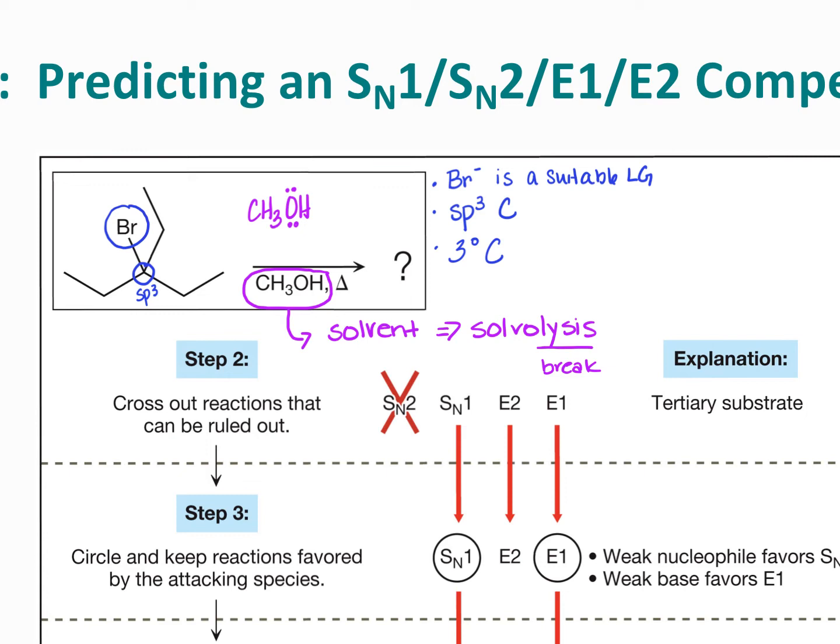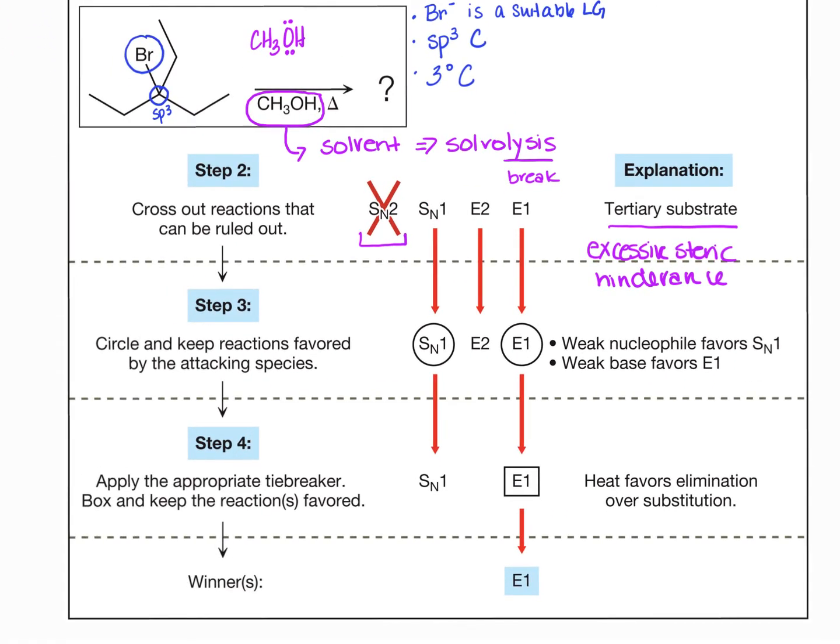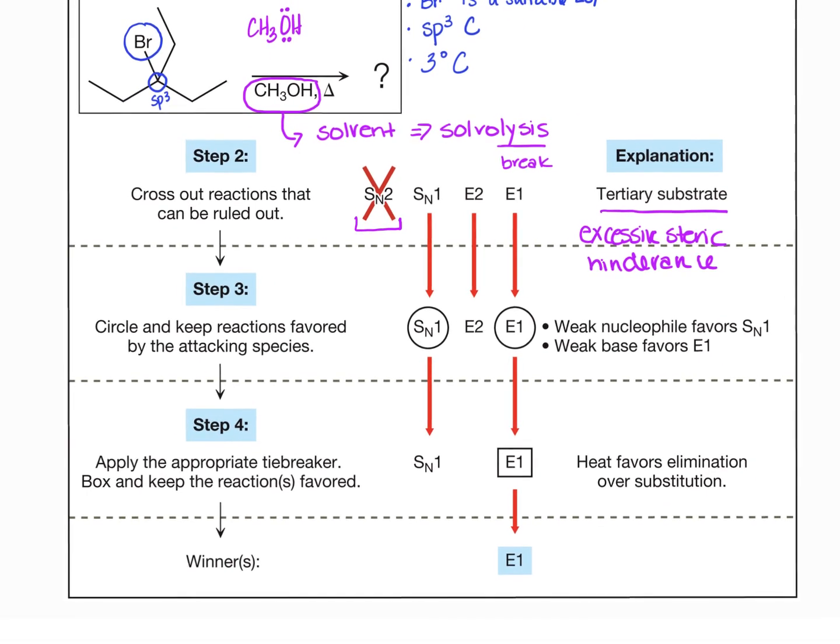And so when we look at step 2, we can immediately rule out an SN2 because we have a tertiary substrate. So that's what all that means: we're going to have some excessive steric hindrance. Right? So we have an excessive steric hindrance. The backside attack cannot happen. We've crossed out the SN2. Now, for step 3, we are going to really focus in on that attacking species, which is CH3OH.